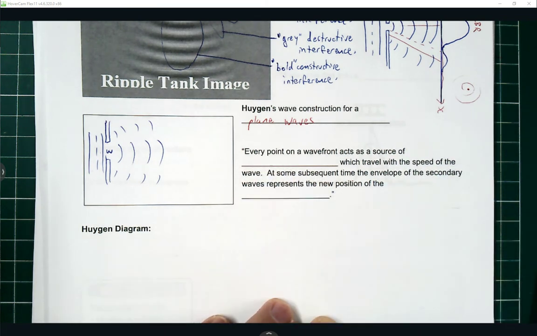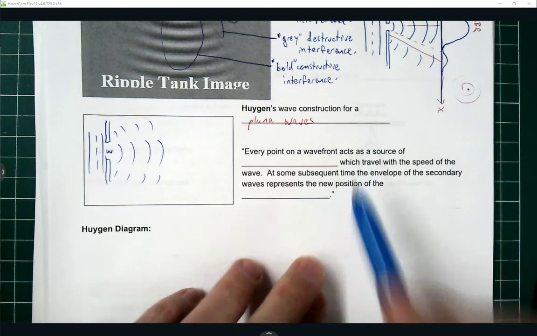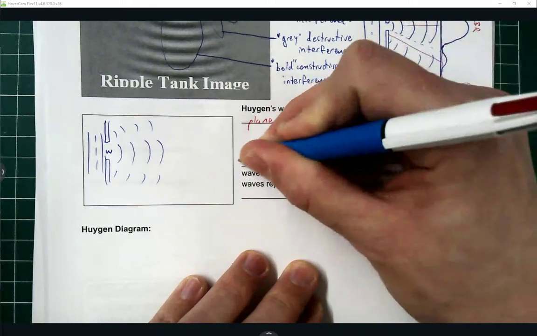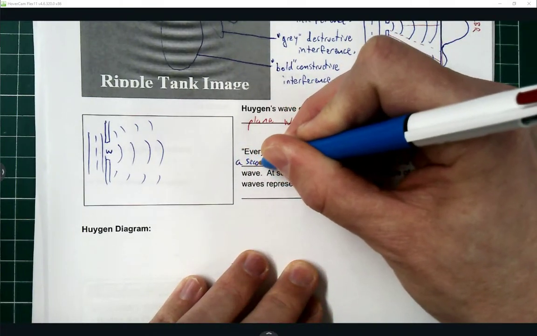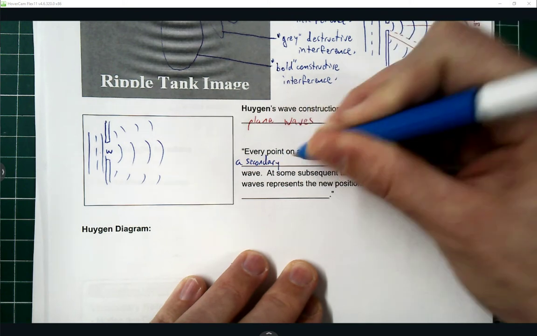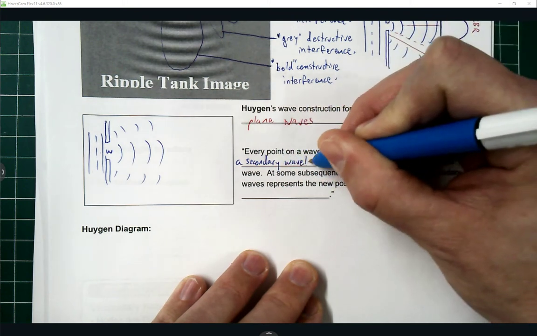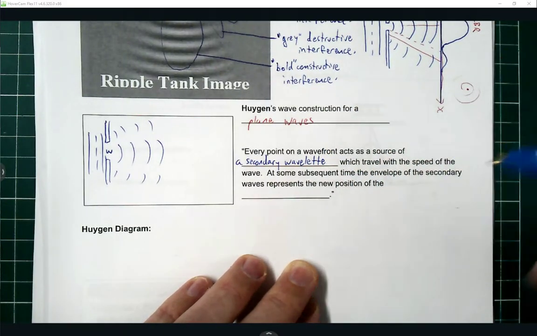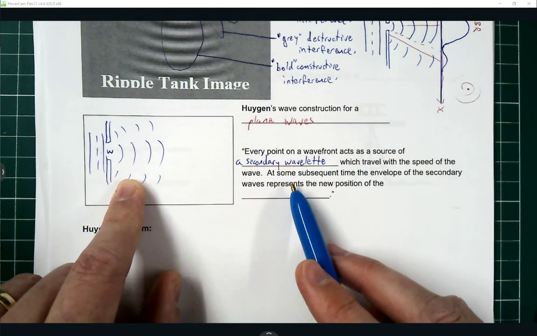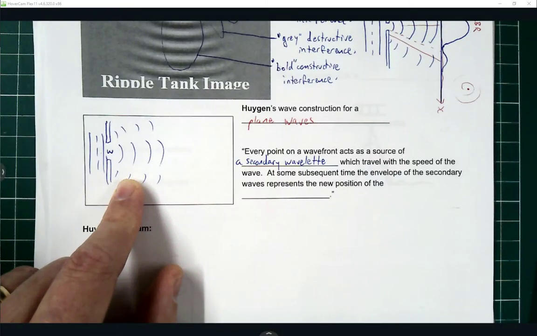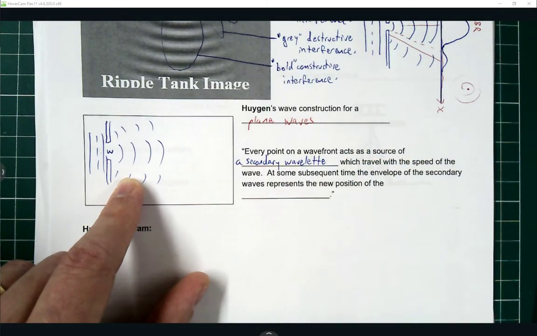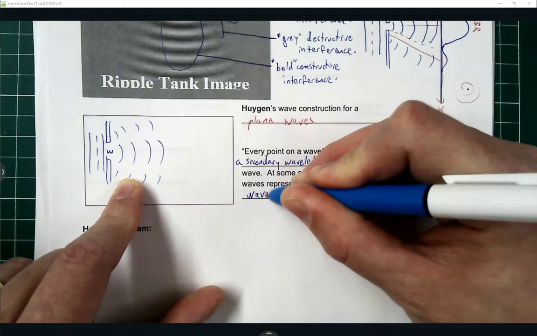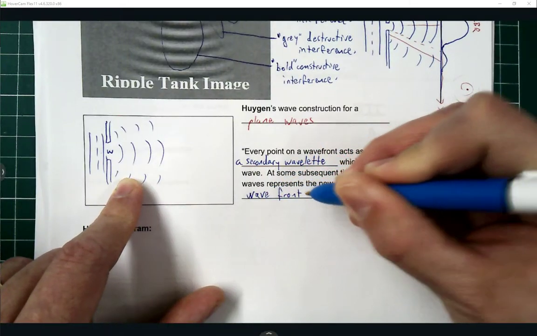Anyway, every point on a wave front acts as a source of a secondary wavelet. A secondary wavelet. Talk about what that means in just a second. Which travel with the speed of the wave, okay? And at some subsequent time, the envelope of the secondary waves represent the new position of the wave front. Well, what the heck does that mean? Let's draw a picture for Huygens principle.